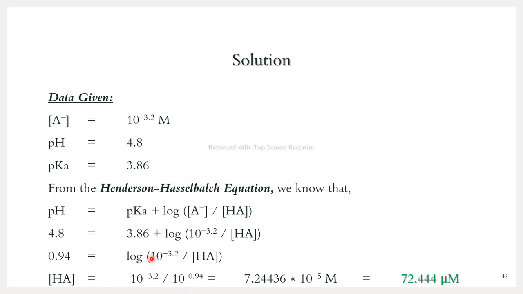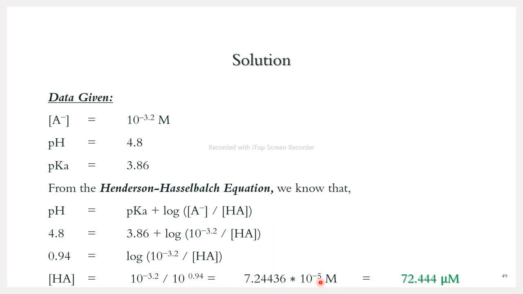So 10 to the power 0.94 equals 10 to the minus 3.2 divided by HA. That means HA equals 10 to the power 0.94 comes to the right hand side in the denominator. So it becomes 10 to the power minus 3.2 minus 0.94. That means 10 to the power minus of 3.2 plus 0.94, that means 10 to the power minus 4.14, which is nothing but 7.24436 times 10 to the power minus 5 molar.